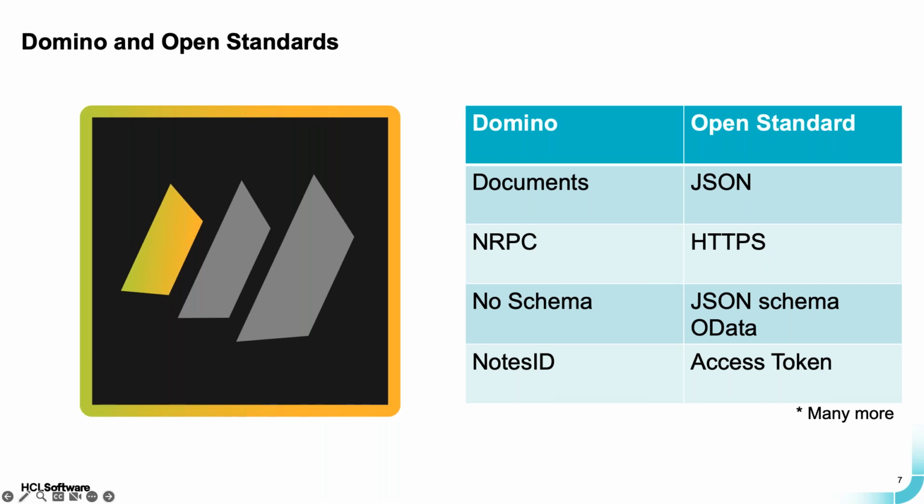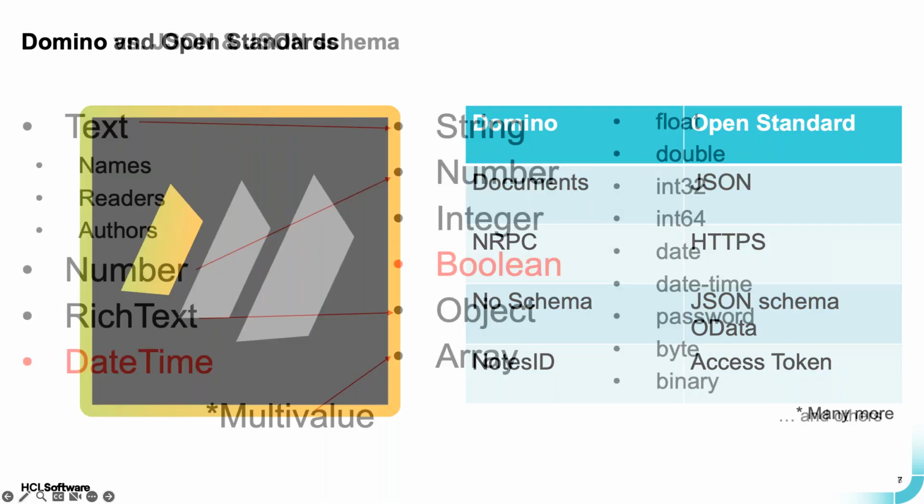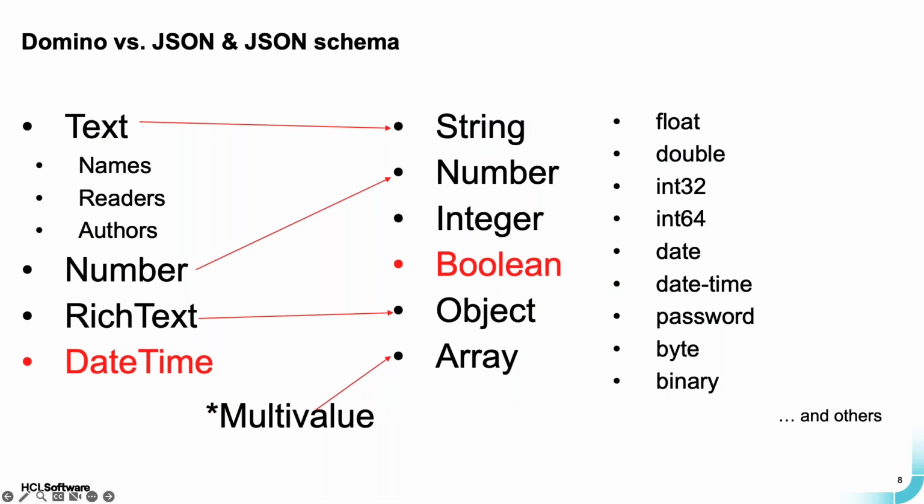And whereas Domino access is typically via a Notes ID, when it comes to REST API access, the standard is a JWT access token. So there are differences between standards for Domino and beyond, but there are also differences when it comes to the data and the data types. So Domino, because of the security, has names, readers, and authors fields. When it comes to JSON and JSON schemas, they're just strings.